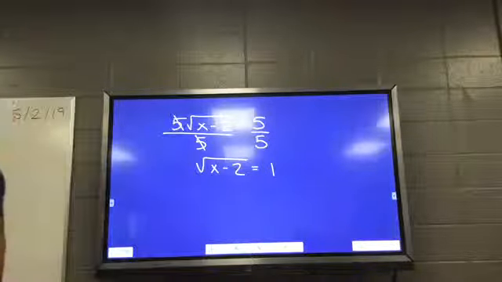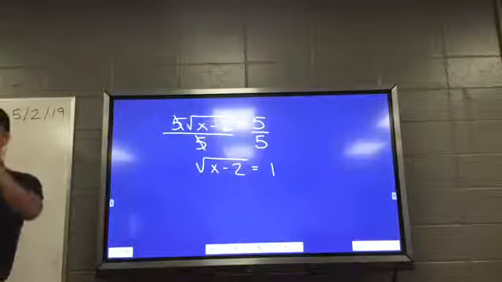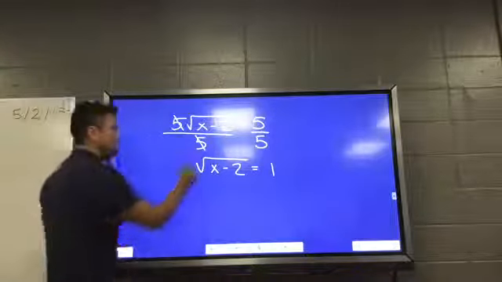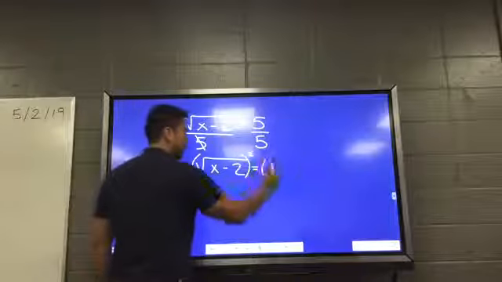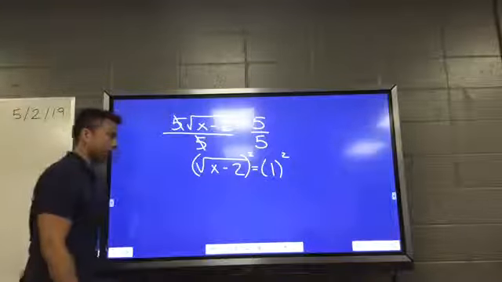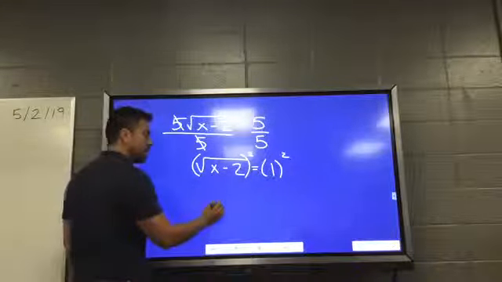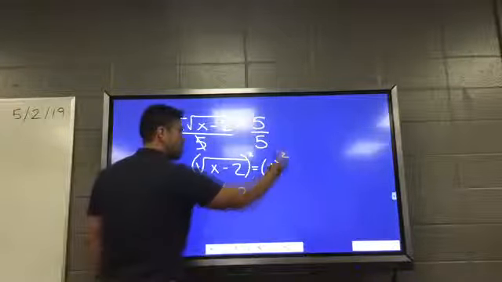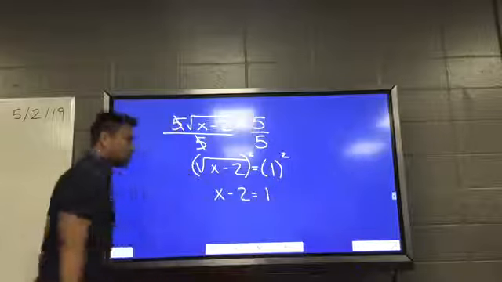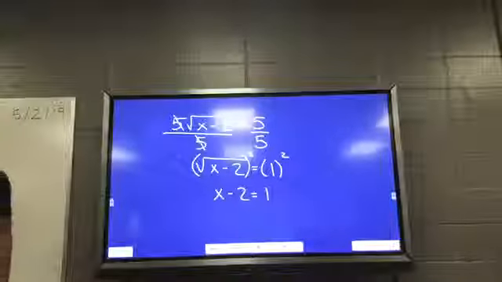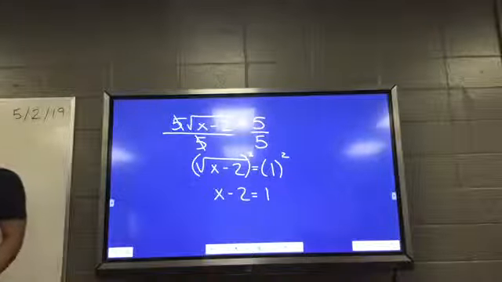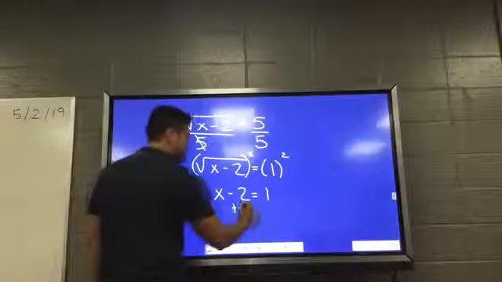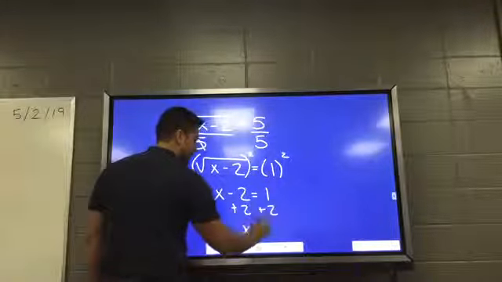Is the radical isolated? Yes, it's by itself. So now you have to square both sides to get rid of that radical. And what do I end up with? You still end up with x minus 2 equals 1, because 1 squared is 1. Then what do you do? You add 2 to both sides, and you get x equals 3.